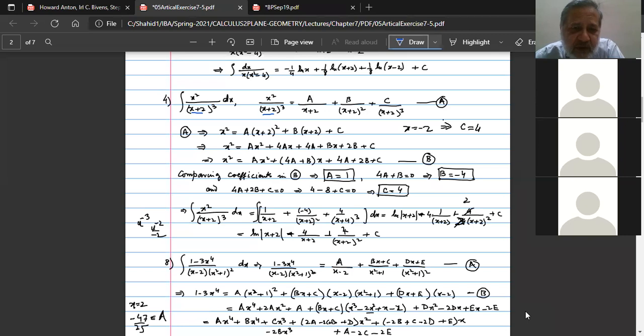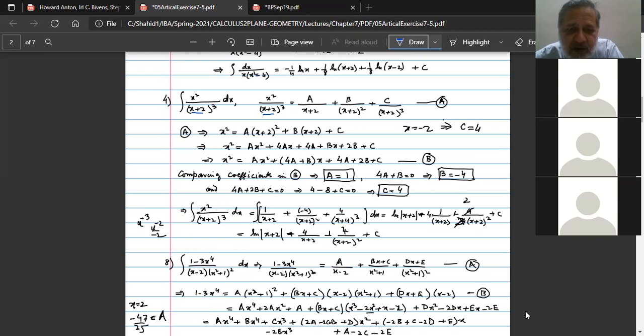Now, in this case, what we do is simplify what we have on the right hand side as much as possible. Collect the terms of the same power. x square की एक ही term है, x की 2 terms हैं, 4ax from here and bx from here.